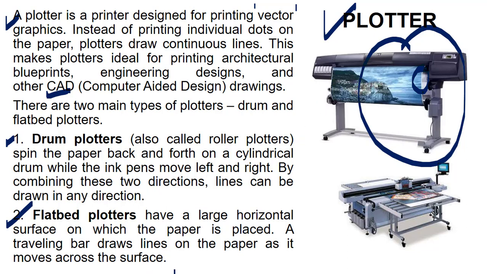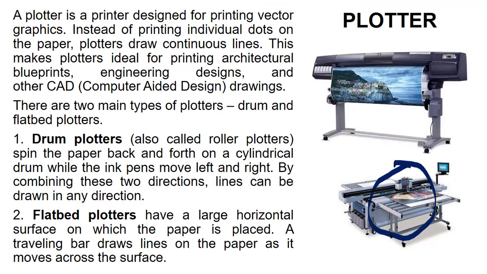Next we have the flatbed. As you can see here, this printer is termed a flatbed plotter. In this flatbed plotter, you can see this particular part, which is the print head. It has various pens of different colors. When this print head moves from left to right on a page, it draws lines. These flatbed plotters have a large horizontal surface on which the paper is placed. It's a very big bed-like or table-like surface where the paper is placed, and then this writing head moves on the page.